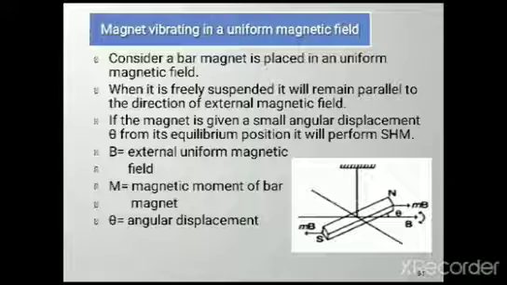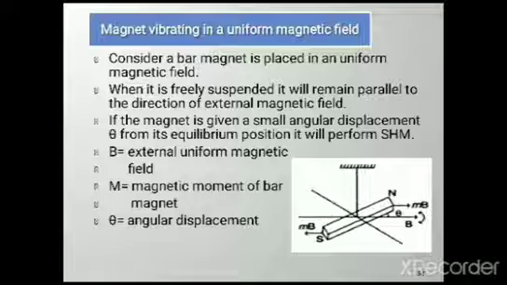Let us talk about the second example of an angular SHM, a magnet vibrating in a uniform magnetic field. Consider a bar magnet which is placed in a uniform magnetic field. A bar magnet is freely suspended so that it can rotate about its axis. If the magnet is given a small angular displacement theta from its equilibrium position, it will perform angular SHM.